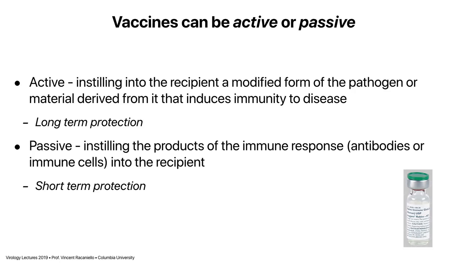The active, of course, gives you long-term protection because it gives you immune memory. The passive vaccines, you inject antibodies into people for short-term protection because they degrade eventually after a few months in the bloodstream.